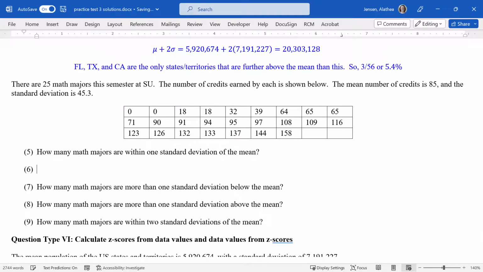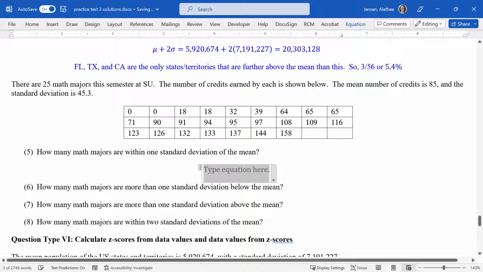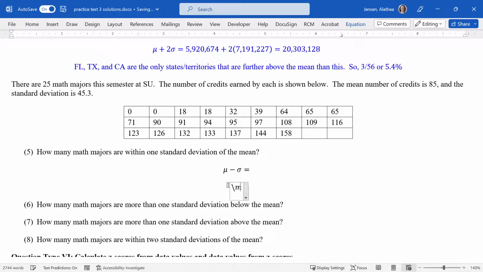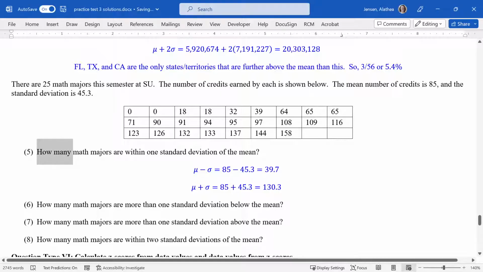So we got to figure out what's 1 standard deviation above the mean, what's 1 standard deviation below the mean. So start at the mean, go down 1, start at the mean, go up 1. All right, so we're going to do 85 minus 45.3, and we're going to do 85 plus 45.3. Okay, so these are the numbers that I'm getting. So we want to know how many, remember it says how many, not what percentage, just how many, are within 1 standard deviation, so that means between these two numbers.